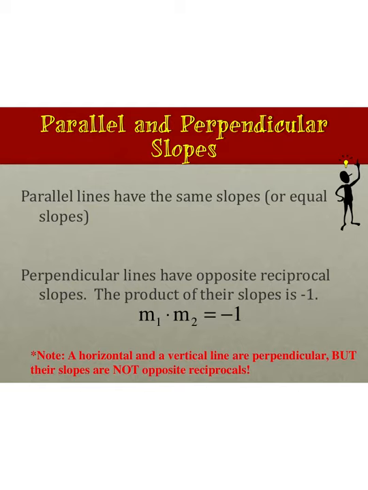So now let's get into parallel and perpendicular slopes. So lines that are parallel, they're never going to intersect each other, and the reason that happens is because they have the same slope. If they had different slopes, they would eventually intersect. Perpendicular lines have opposite reciprocal slopes. So if you were to take them and multiply them together, the product is always going to be negative 1.